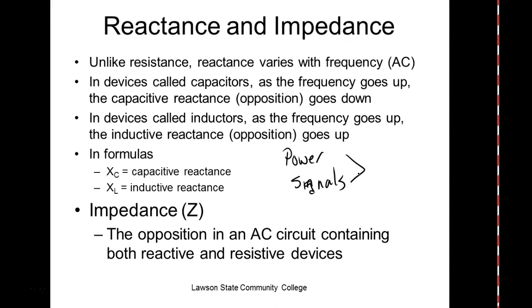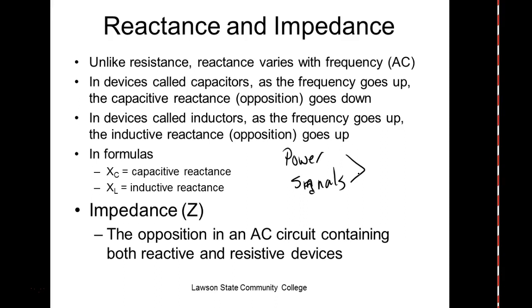So we put AC on these devices, then the amount of opposition they have is proportional to the frequency that you put on them. So that means if we double the frequency on a capacitor, the capacitive reactance would halve. If we halve the frequency on a capacitor, the capacitive reactance would double. If we put DC on a capacitor, it's going to block it. So on a capacitor, if we put DC on it, it acts like an open.